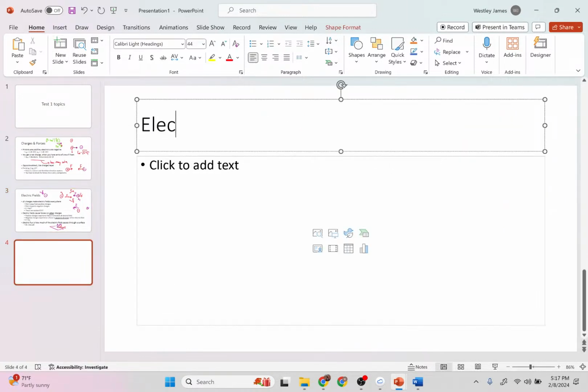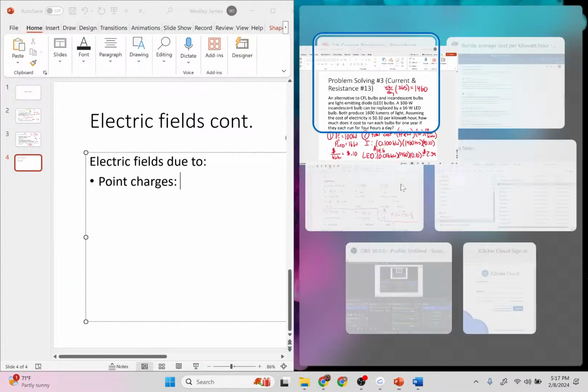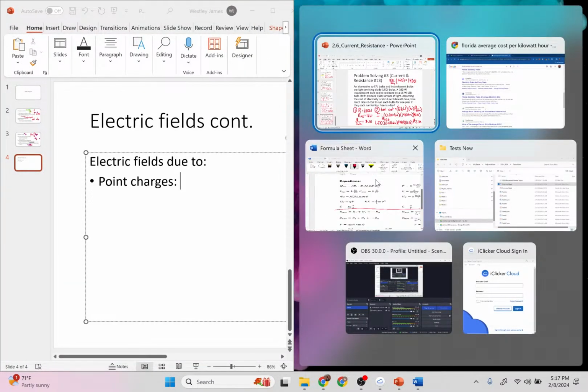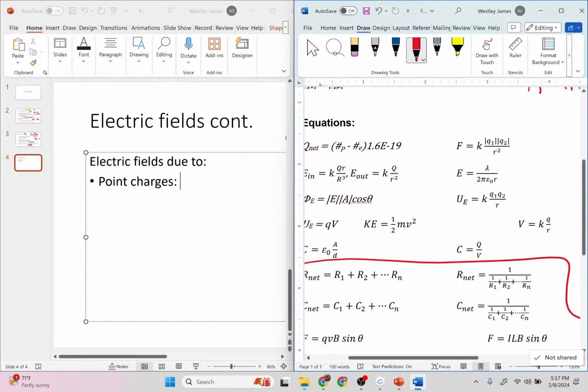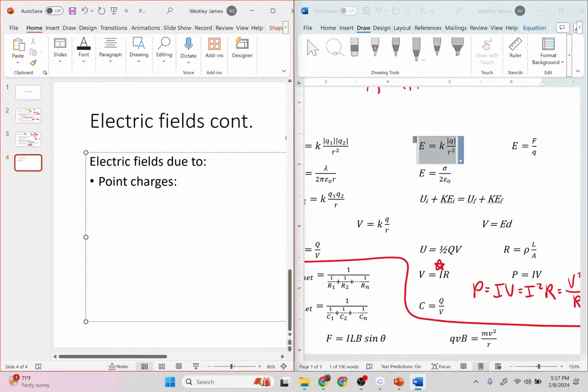So electric fields continued. So, electric fields due to point charges. Here's a bunch of them, and I'm just going to list them out, and this is where I'm going to start copy and pasting from the formula sheet. So for a point charge, it's that one. E equals kq over r squared. Already saw that.